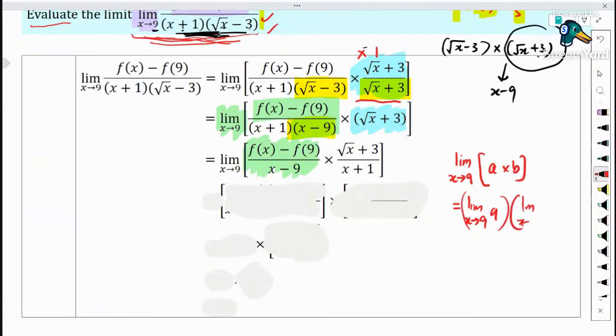I can break it into the limit as x approaches 9 of a, the whole limit, multiplied by the limit as x approaches 9 of b. Oh, sorry, I think we didn't mention this property just now, because just now we mentioned plus, minus, divide. We didn't mention multiply. So this is the property we are using. Now we will break these into two separate limits, and as a result, this is what we have.